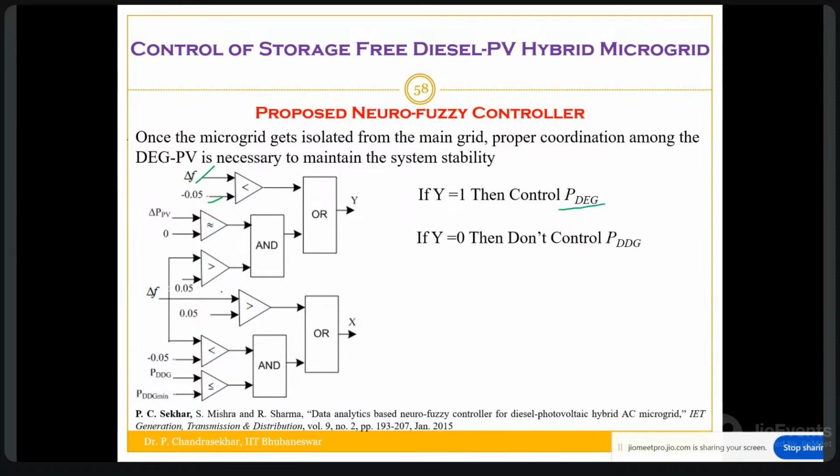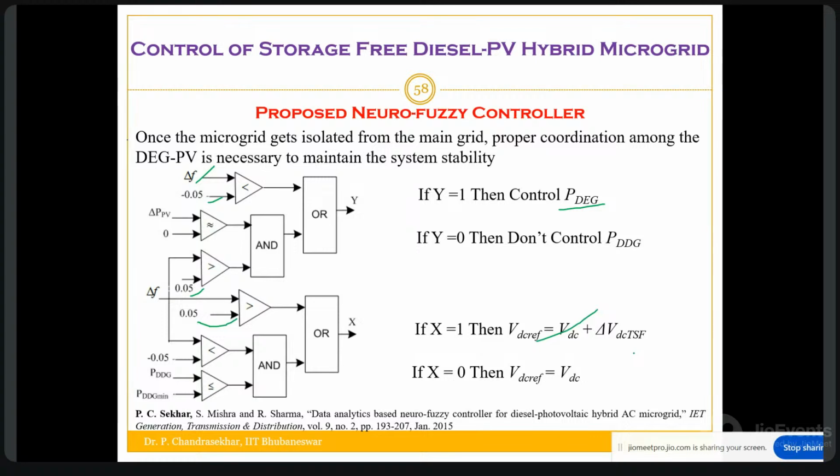Not only that, if the frequency is more than 0.05 means the frequency is decreasing. If the frequency is decreasing, I should increase the power output of the generator. So which generator I should increase? Which generator? Among the PV and the diesel? I wanted to increase the power output of the generator. PV. Very good. So if the frequency is less, then I should increase the power output of the PV generator.